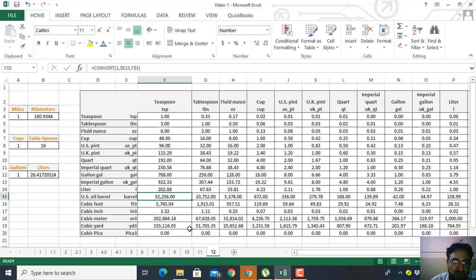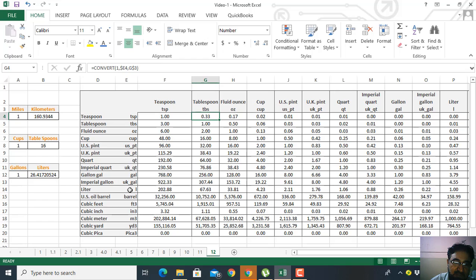Barrel 32,256 teaspoons. Cubic feet to teaspoon 5,745. It will fill the cubic feet volume, and here it will fill the cubic inch in 3.32 teaspoons. The same cubic meter will require 2,884.14 teaspoons. So this column is giving the conversion of teaspoon, and this column is giving the conversion of tablespoon to all these measurements.